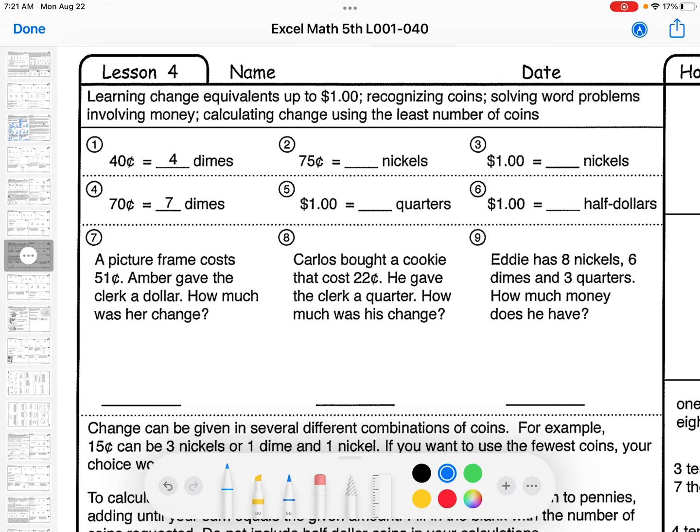Welcome to Excel Math Lesson 4, where we get to learn about change equivalents up to $1. That means money, coins that is equal to $1. And we're going to learn to recognize coins and solve word problems involving money and this thing we call QDNP, or the least number of coins.